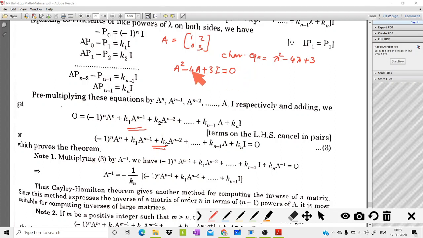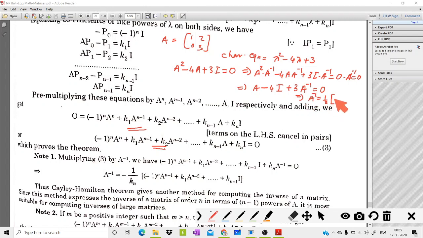From this, by multiplying A inverse on both sides, you can write it as A square into A inverse minus 4 into A inverse plus 3 into I times A inverse equal to 0 into A inverse. 0 into A inverse is always 0. So from this you can write A square into A inverse is A, minus 4 into A into A inverse is identity matrix, and this will be 3 times A inverse, that is equal to 0. This shows what A inverse is. A inverse can be written as 1 by 3 times 4I minus A.